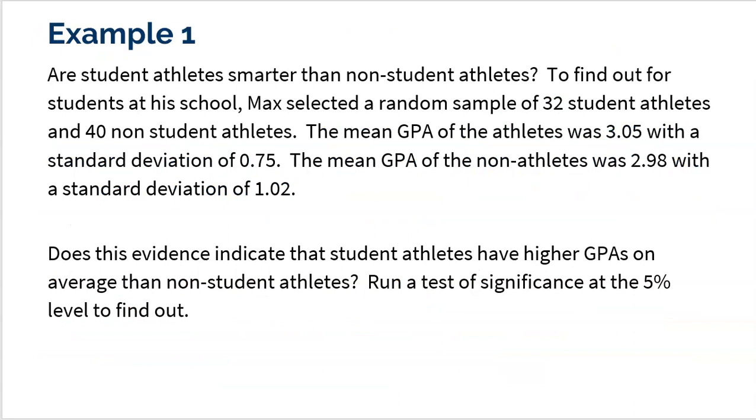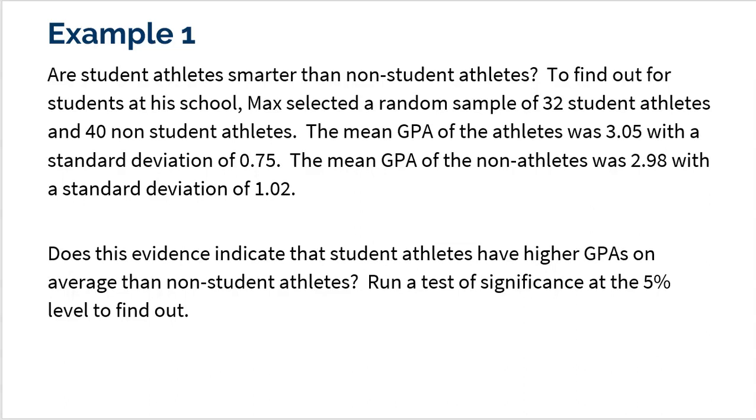All right, the first example is, are student athletes smarter than non-student athletes? Good question. To find out for students at his school, Max selected a random sample of 32 student athletes and 40 non-student athletes. The mean GPA of the athletes was 3.05 with a standard deviation of 0.75, and the mean GPA of the non-athletes was 2.98 with a standard deviation of 1.02. So does this evidence indicate that student athletes have a higher GPA on average than non-student athletes? Run a test at the 5% level to find out.